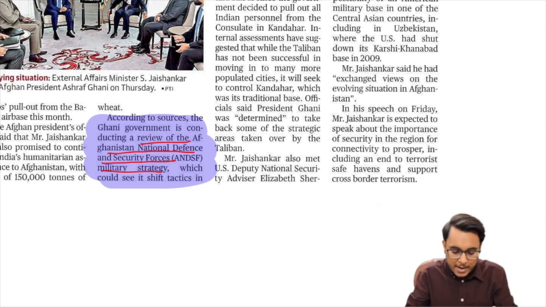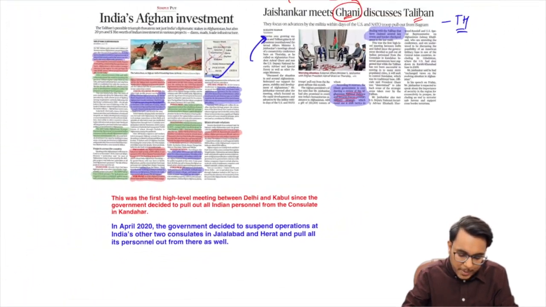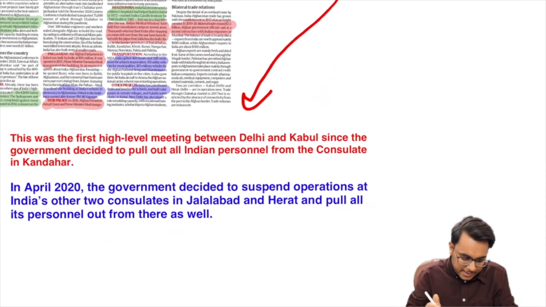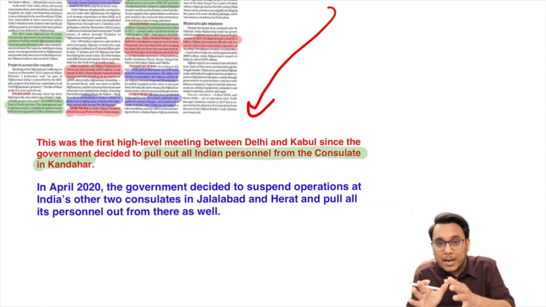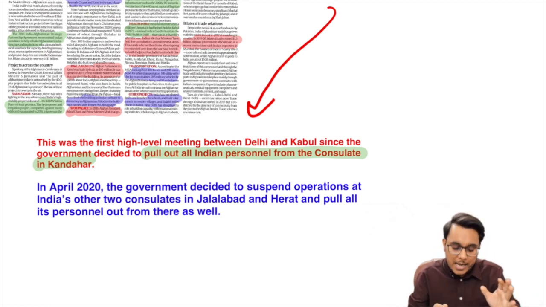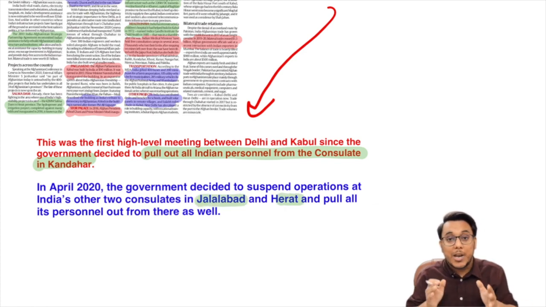Now guys, in this particular direction, a kind of concern has been there in India. This meeting that has happened is the first high level meeting between Delhi and Afghanistan since the government of India decided that it will be pulling out the Indian personnel from Kandahar. From the Kandahar consulate, we have pulled out all the personnel, and guys, already in 2020 we closed 2 of the consulates in Jalalabad and Herat. So now guys, by pulling out the staff from the consulates, we are shunning the diplomatic connect that existed between India and Afghanistan.